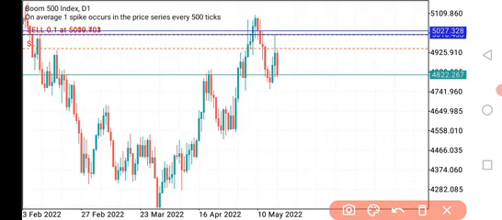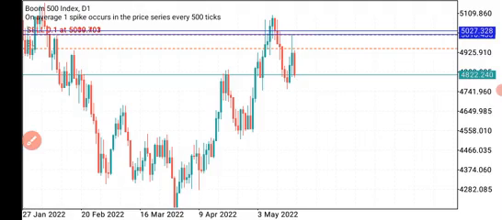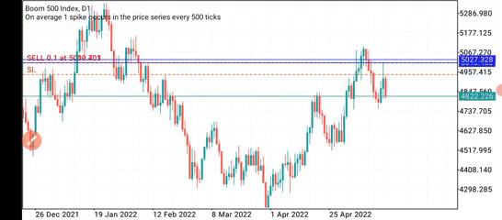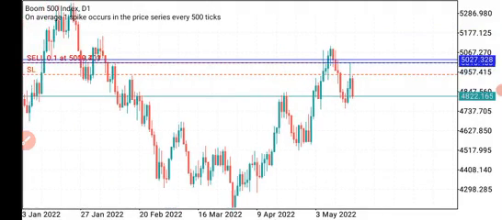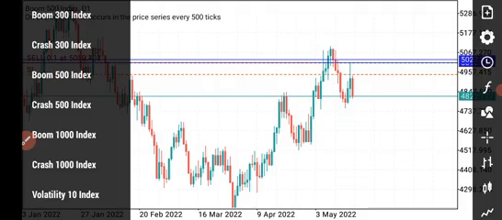So you just need to understand structure, and ensure that your structure is from the higher time frame, at least for a beginner. Start understanding structure from the higher time frame perspective. It will really do you a lot of good.